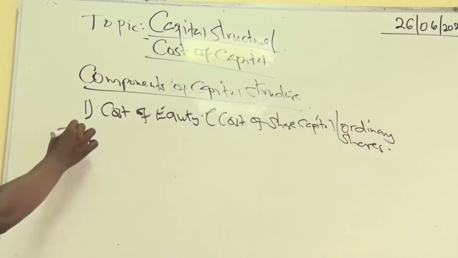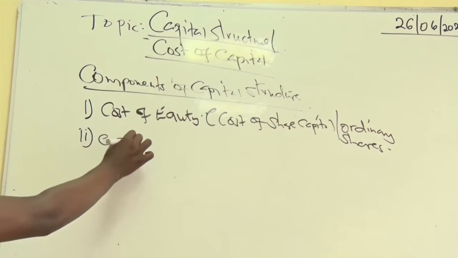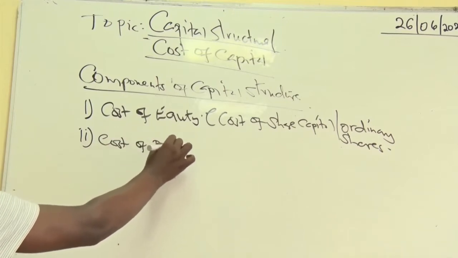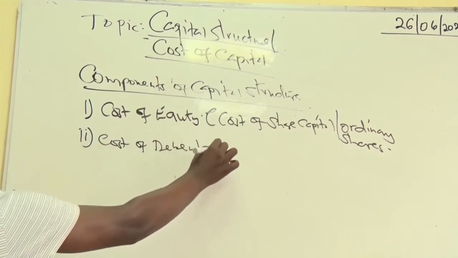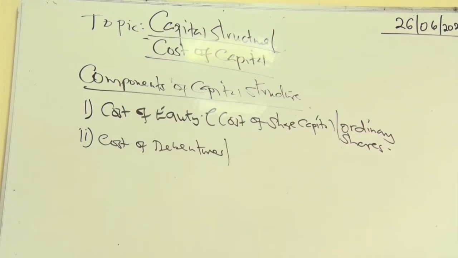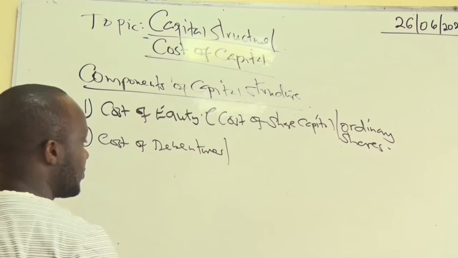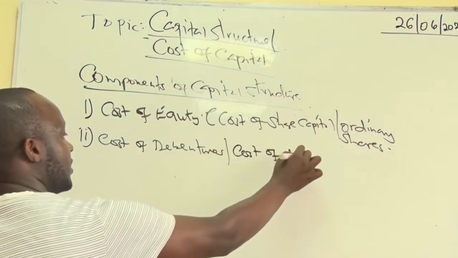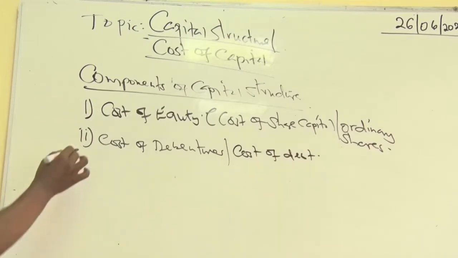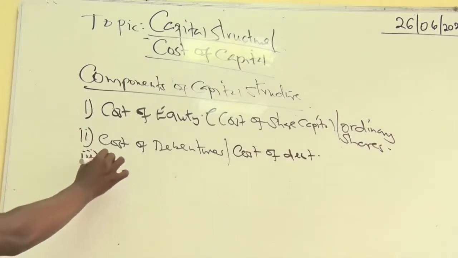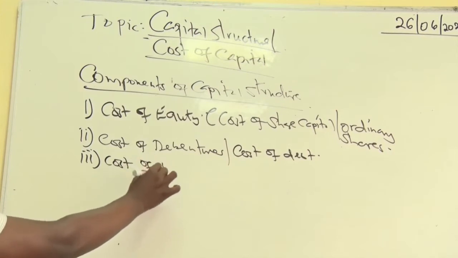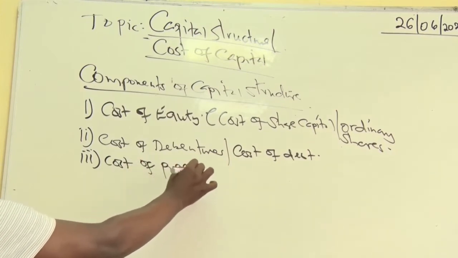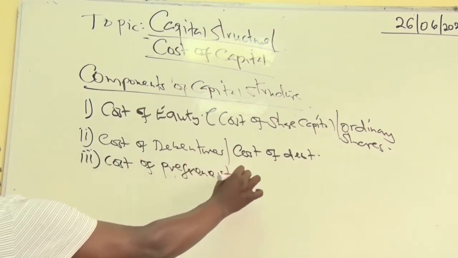Number two, we shall look at the cost of debentures. Remember, from a previous lesson, we say it is also called the cost of debt. Number three, the next one is the cost of preference shares.